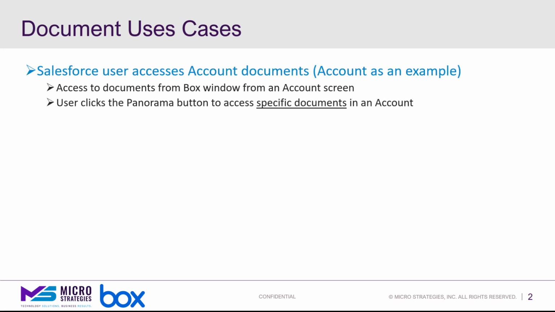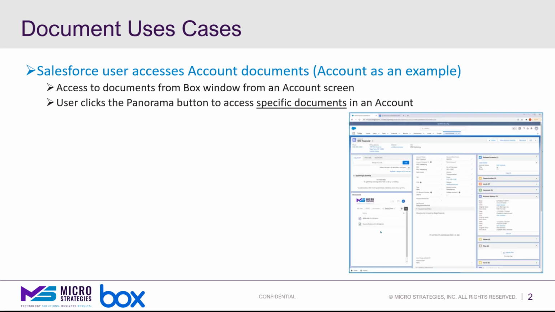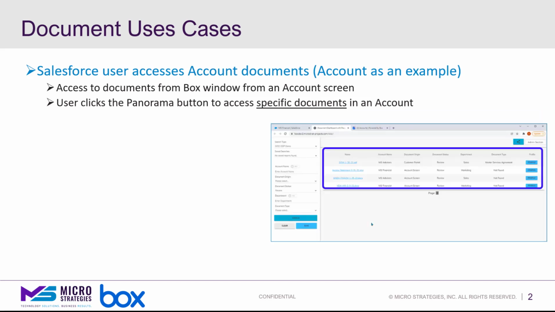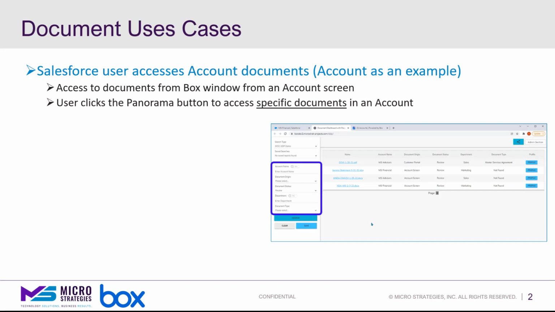First one, Salesforce user accesses account documents. Account, as an example, your Salesforce implementation may have many other record types as well. But in this example, as you can see from an account screen, I can easily access all the documents right in that box window. Or if you've got a lot of documents for a particular account, you can click the panorama button and see specific documents. So add criteria to show a new account form or a contract or a W-2. So you can actually dive into the documents inside that account.